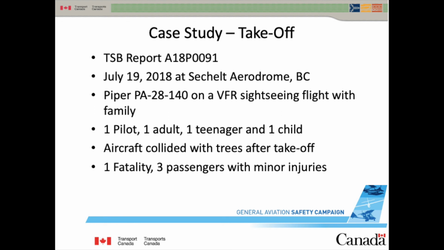The accident occurred in Seychelles Aerodrome in BC in July, so it was a nice hot summer day. It was a Piper PA-28-140, and the pilot was on a VFR sightseeing flight with his family. He had actually done 2 flights that day. The first flight was with one pilot, himself, of course, an adult, a teenager, and 1 child. And the other one was, the first flight was with 2 children, and then the second flight was with 1 adult, 1 teenager, and 1 child.